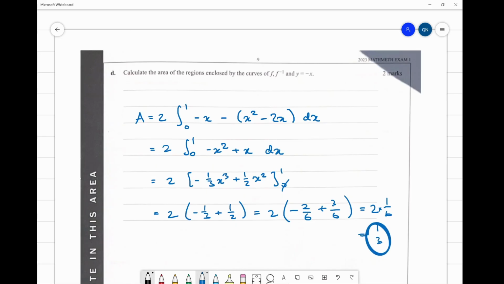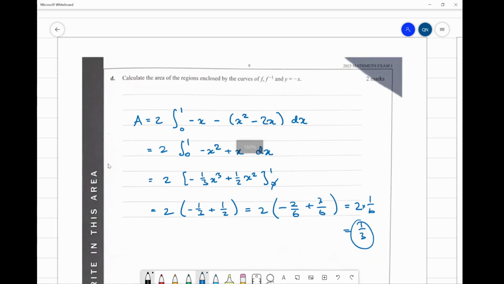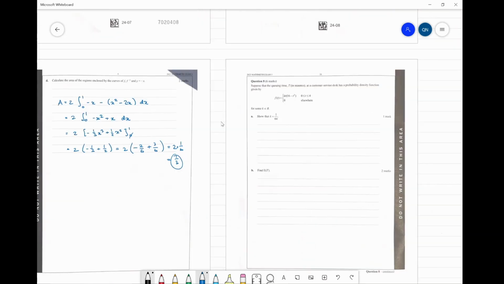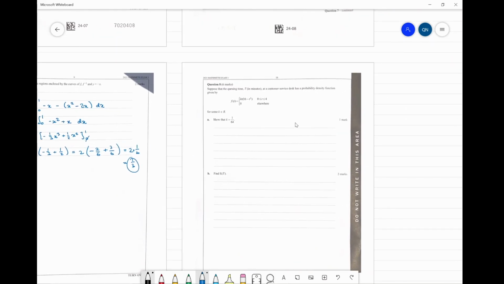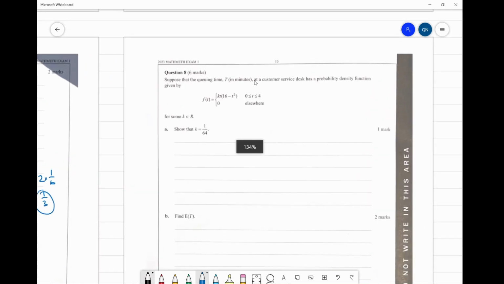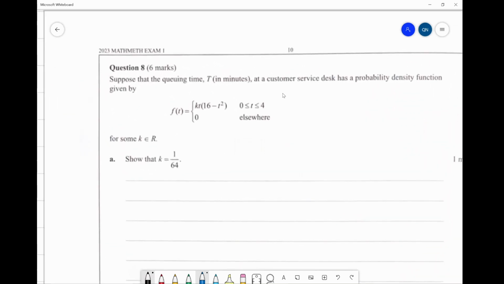Okay. Moving on. So that was question 7, I think. Question 8, and this was a bit of a cooked question. Took me a while to get through this one. Okay, so we want to show that k equals 1/64. So we just got to integrate this density and set it equal to 1.